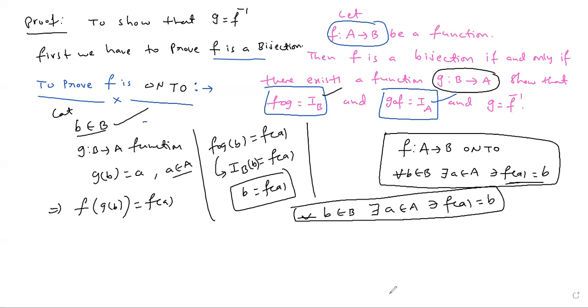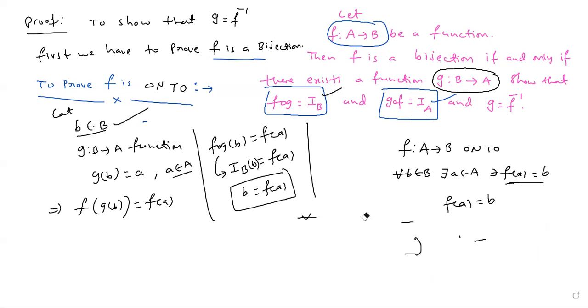Therefore, what is the conclusion? That implies you can write, easily, F from A to B is onto. That implies F from A to B is onto. Okay? Right. Onto concept is also proved.